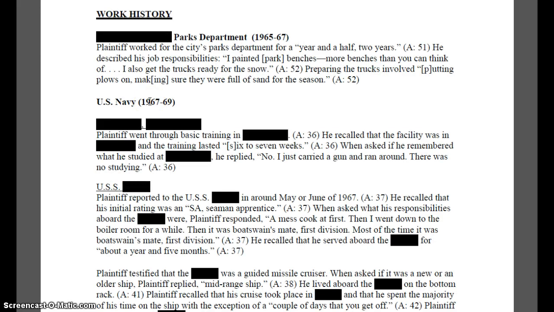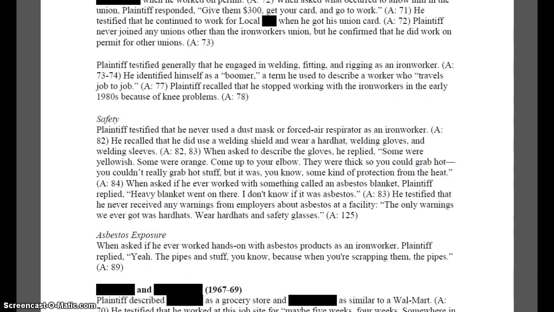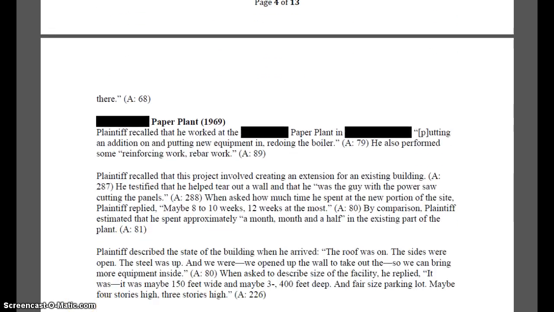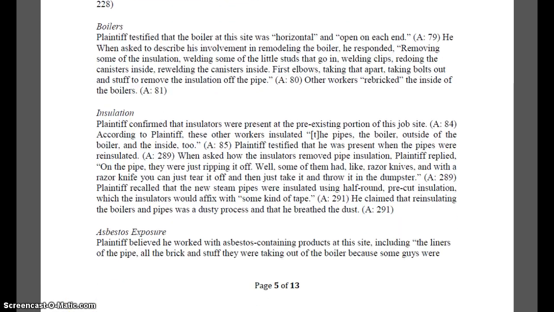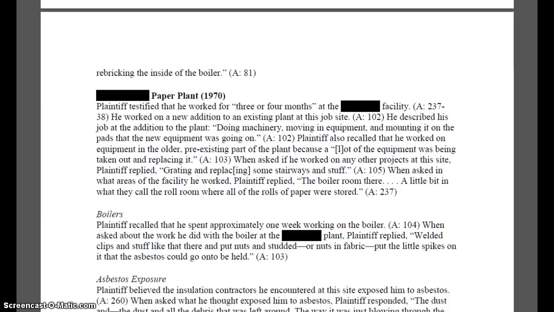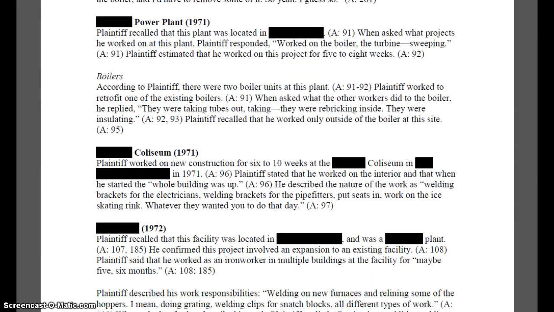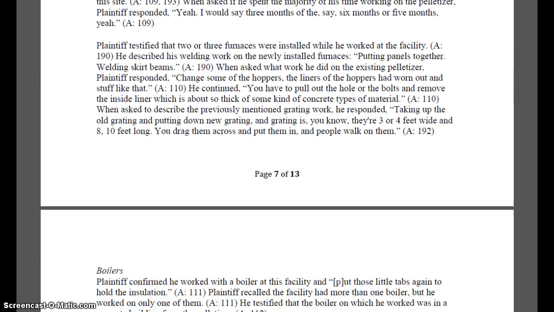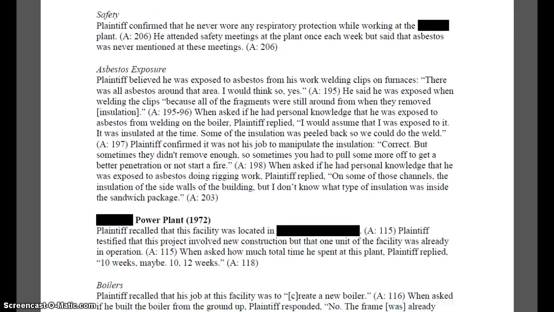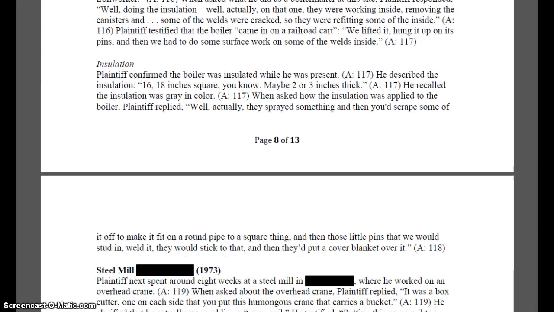As you can see in the report, the plaintiff joined the Navy in 1967. After basic training, he served on a ship for 1 year and 5 months as a mess cook and then in the boiler room. As I scroll down the document, you'll notice that the report includes the entire work history, with work sites organized chronologically. As you can see, he worked with various products, including boilers, at different work sites throughout his career.